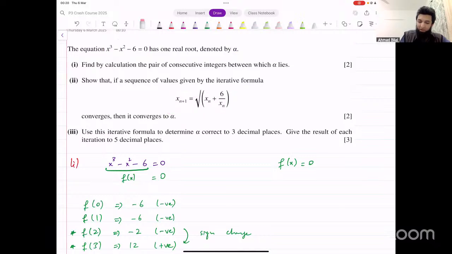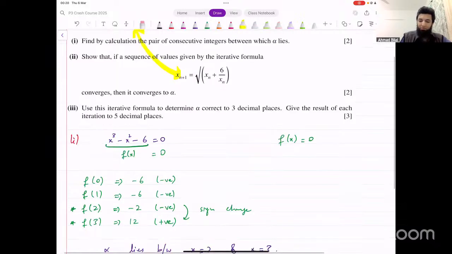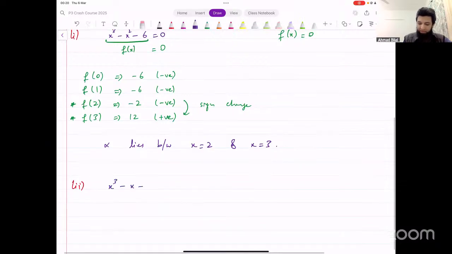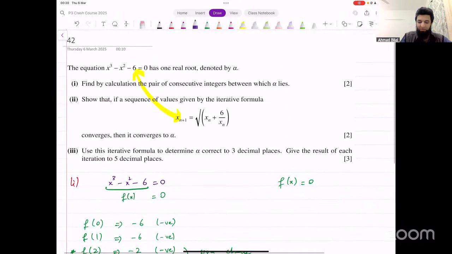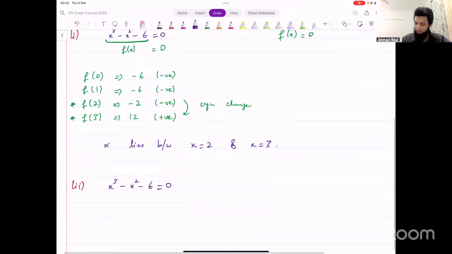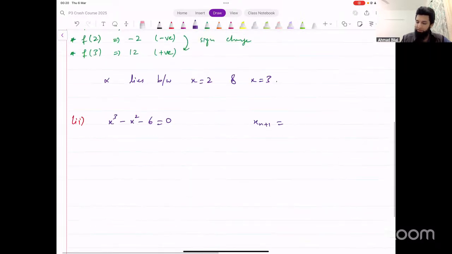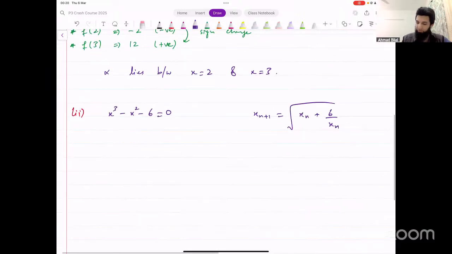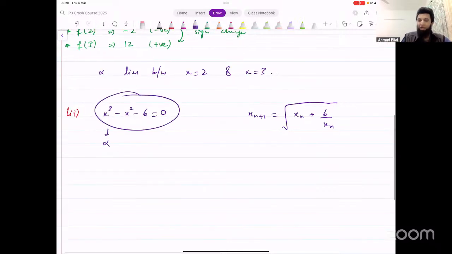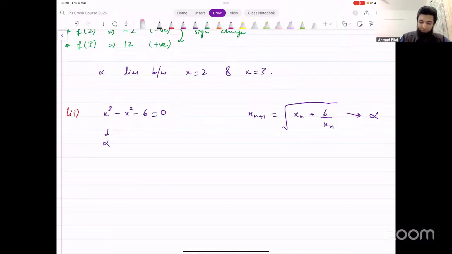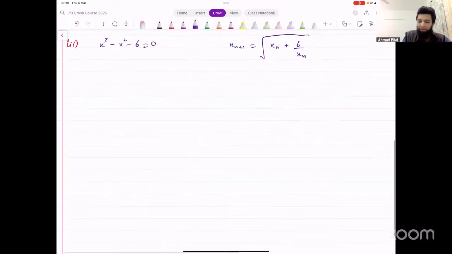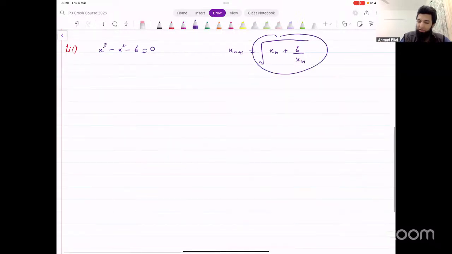We can do that by proving that this iterative formula belongs to that equation. What's the equation? The equation is x³ minus x² minus 6 equal to 0. That's the equation that we have. The iterative formula is xn plus 1 equals square root of xn plus 6 over xn. That's the iterative formula. We know that the solution of this equation is alpha. We have to show that this also gives alpha as the solution. How can we prove that? We can prove that by showing that these two things correspond to each other. That means that this iterative formula is actually coming from that equation.